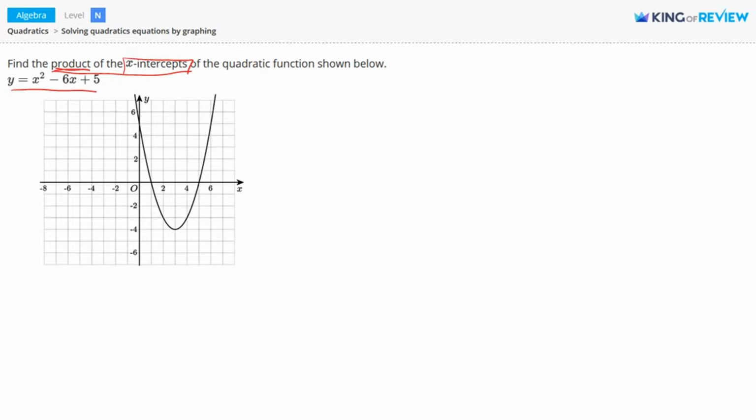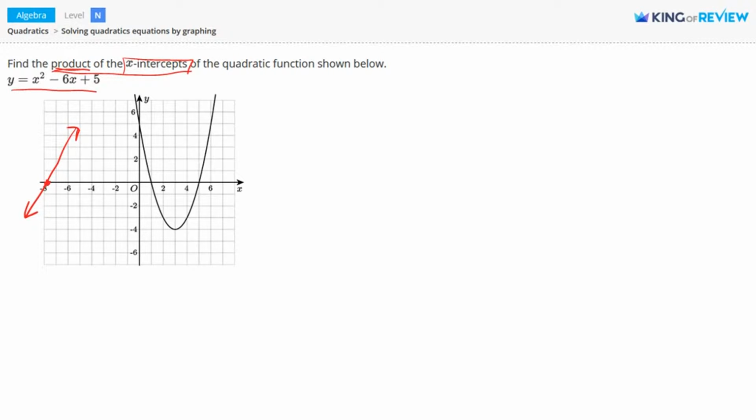Now let's think about what an x-intercept is. If we have a line, let's say we have a line that looks like this, the x-intercept would be this point right here. The x-intercept is where the graph crosses or touches the x-axis. So it would be right here because this is where it crosses over the x-axis.